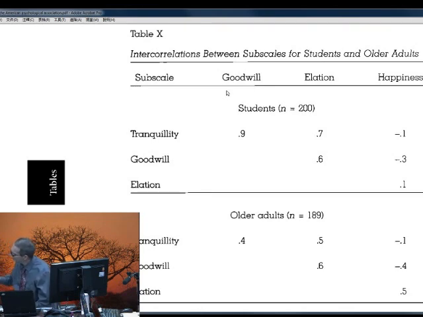Students, older adults. Is that right? I don't quite understand that. Subscale. Intercorrelation between subscales and students and older adults. And subscales. Subscales and students and adults.